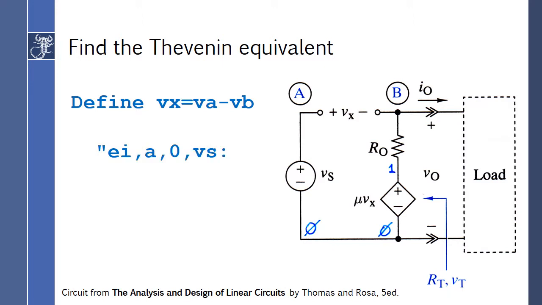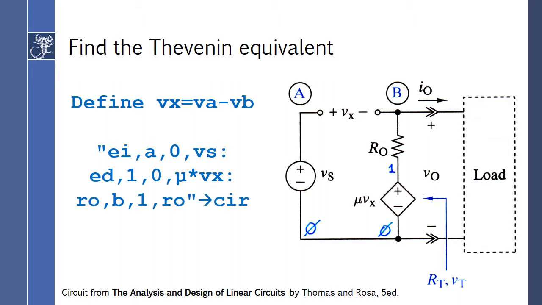We have an independent source here between A and 0, value Vs. We have a dependent source between 1 and 0 with the value of mu Vx, because we already defined Vx. And then we have a resistor Ro between B and 1 with the value of Ro. We store that description in a variable, and then we invoke the TH script for that circuit between B and 0.